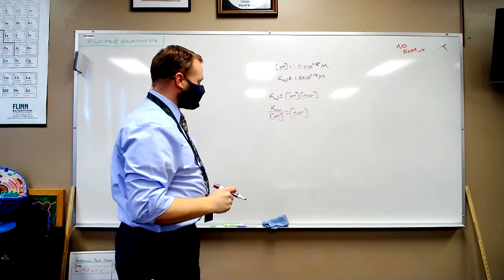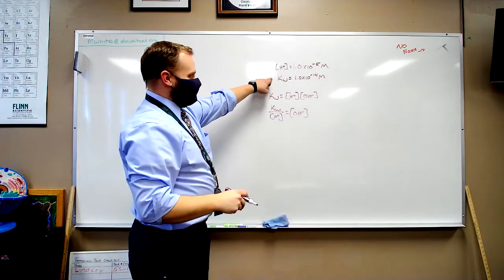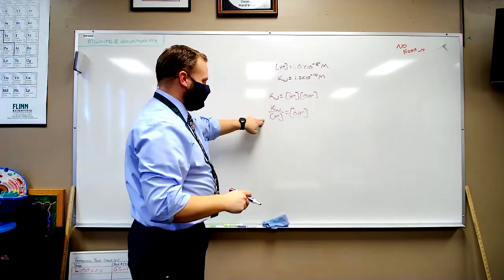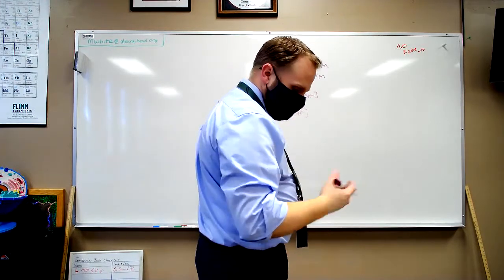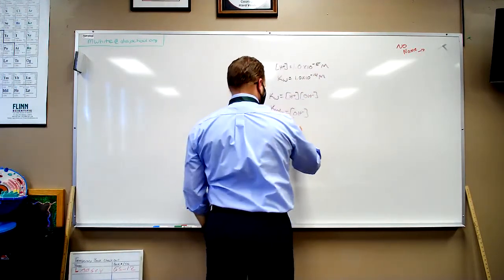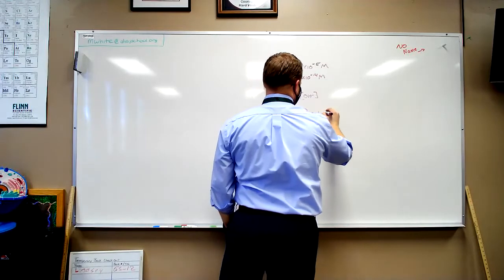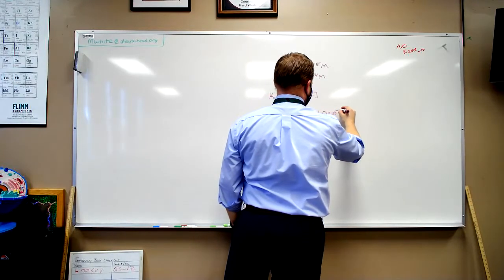Get this. Then we just put this in right here, that in right there. Just divide. And it's pretty straightforward. Gives us that 1.0 times 10 to the minus 9.